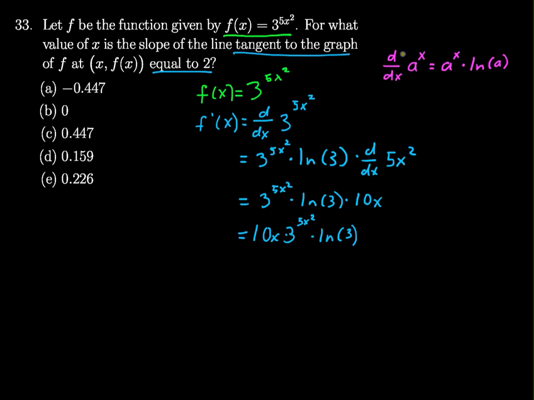And now I want to find where it's equal to 2. So I want to find where f prime of x is equal to 2. And what I can do is say, okay, I know f prime of x is 10x times 3 to the 5x squared times the natural log of 3. So I'll bring that in for this f prime of x. So 10x times 3 to the 5x squared multiplied by the natural log of 3 is equal to 2. Okay, we have an equation to solve. And this equation is really kind of tricky.